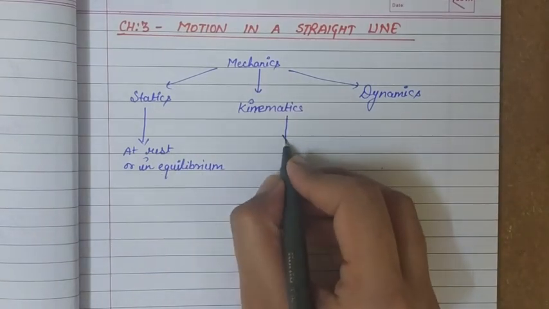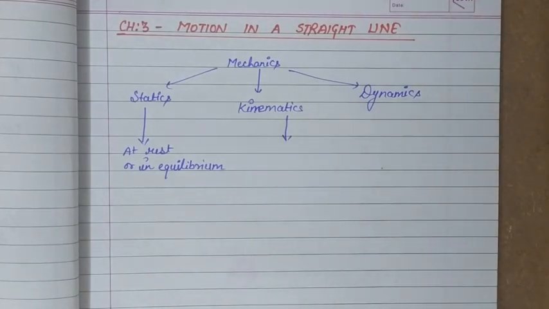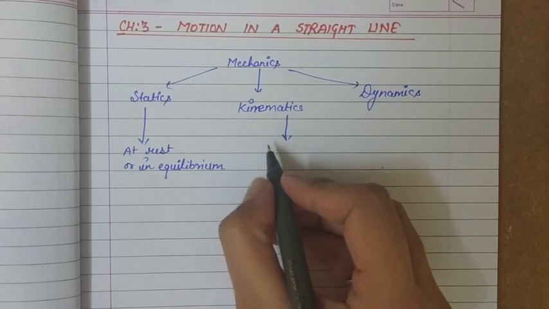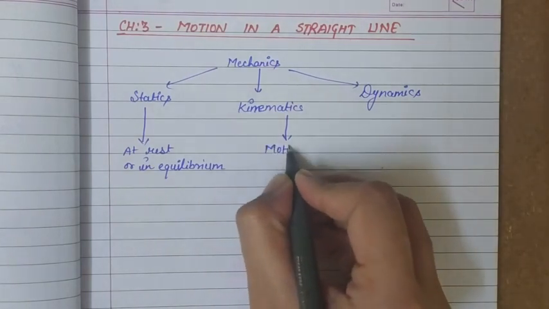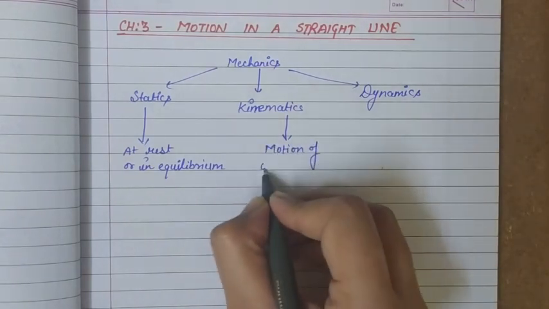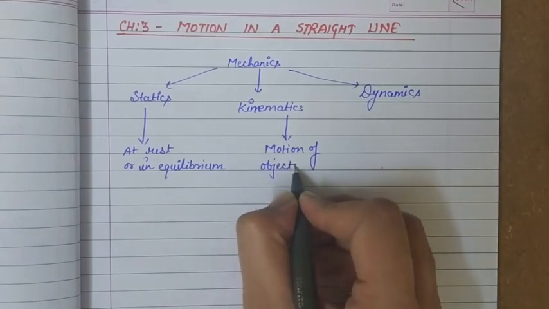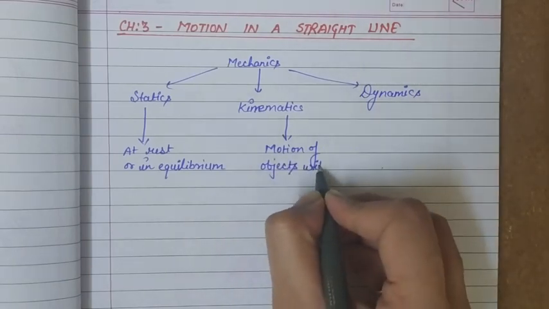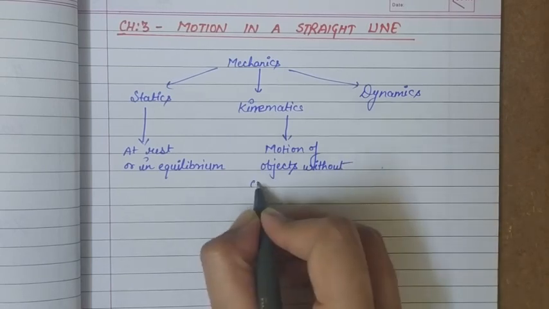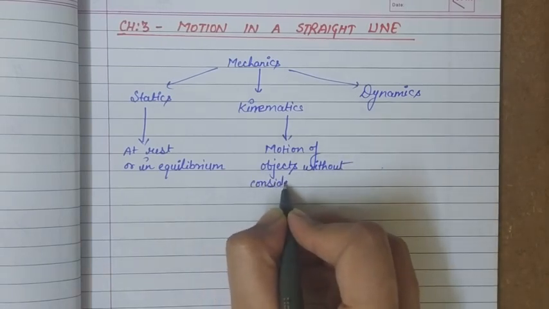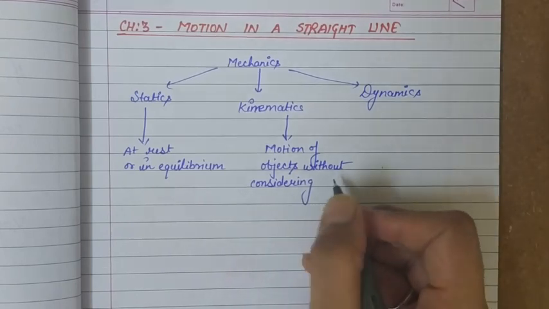In kinematics we study about the motion of objects without considering the cause of that motion. So we study motion of objects, but we don't study the factors because of which that motion is occurring. So in kinematics we study motion of objects without considering their cause.